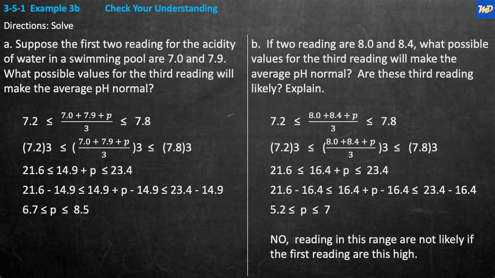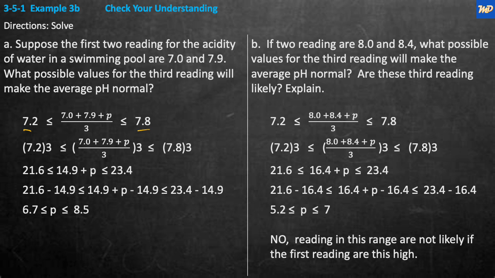Okay, now that you're back, let's go ahead and try these. So suppose the first two readings of the acidity of water in a swimming pool are 7.0 and 7.9. What possible values for the third reading will make the average pH normal? So same as before, we got 7.2 is less than or equal to the average, and the average is less than or equal to 7.8.